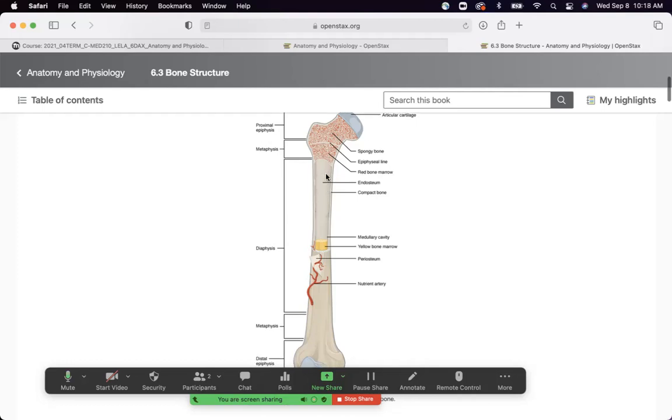Now, you also have the inner layer, or the endosteum. The periosteum, or the compact, is hard, but the inside is soft. And that's a theme in the human body, isn't it? You have a lot of hard things and protective things on the outside, and soft and spongy things on the inside.